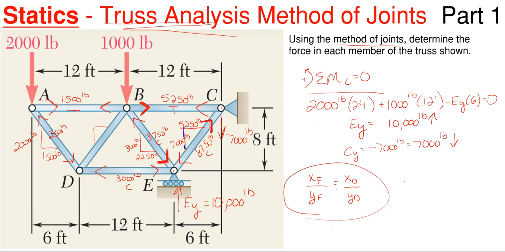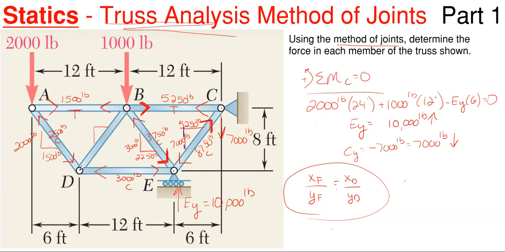And since both members or arrows are pushing, that is compression. Both arrows are pulling up here, so that is tension. So we only have one more member to go, and that is D to B. Well, you can either look at joint D and solve it, or you can look at joint B and solve it. It does not matter.